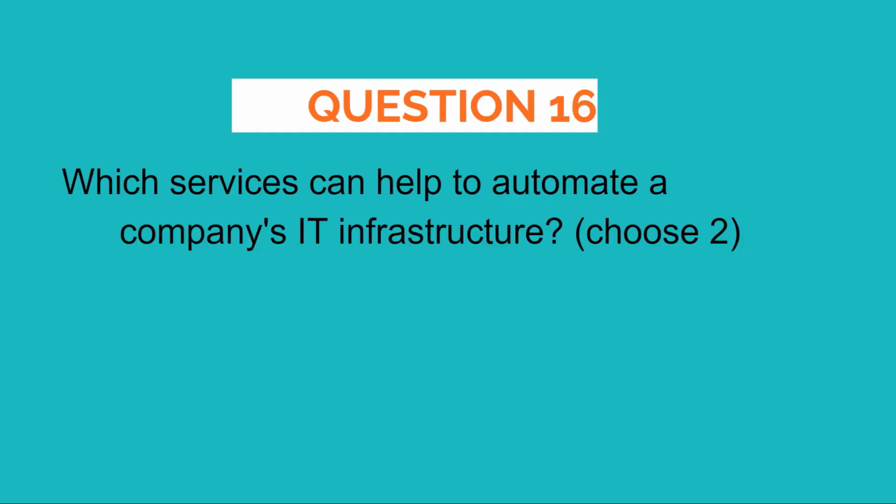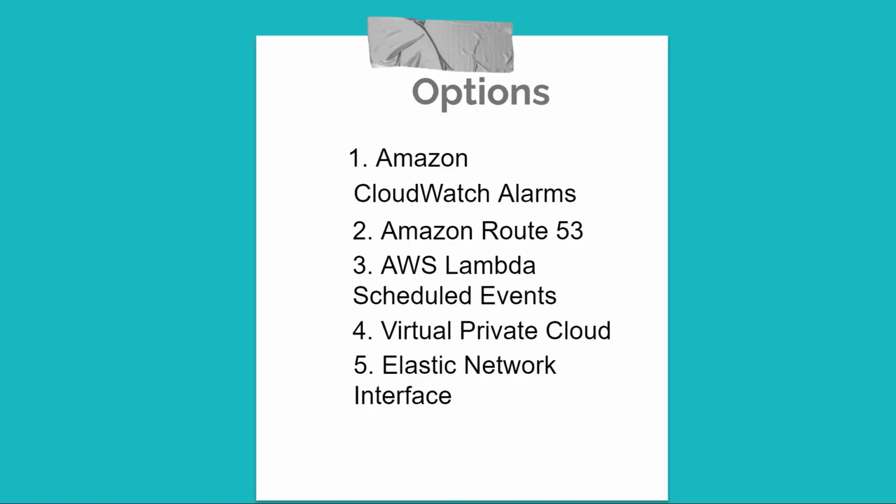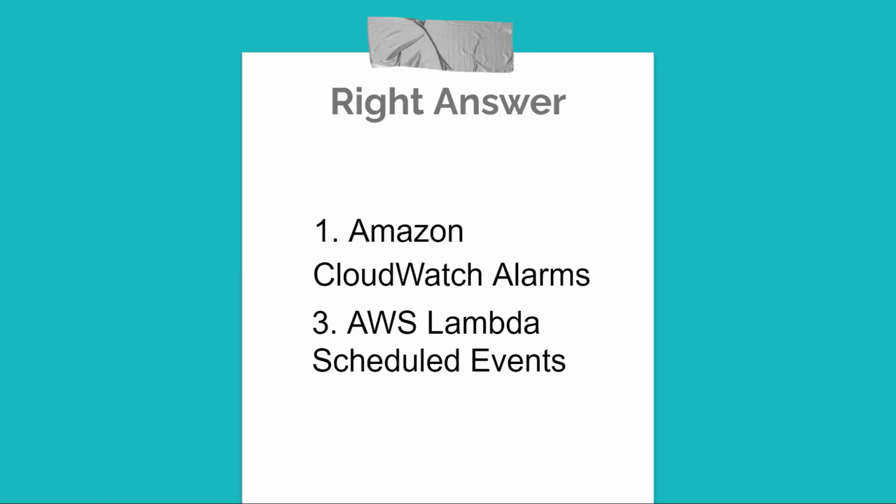Question. Which services can help to automate a company's IT infrastructure? Choose 2. Option 1. Amazon CloudWatch Alarms. 2. Amazon Route 53. 3. AWS Lambda Scheduled Events. 4. Virtual Private Cloud. 5. Elastic Network Interface. Right answer is 1. Amazon CloudWatch Alarms. 3. AWS Lambda Scheduled Events.